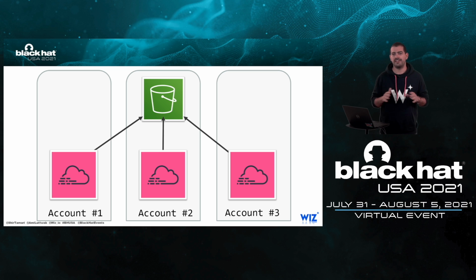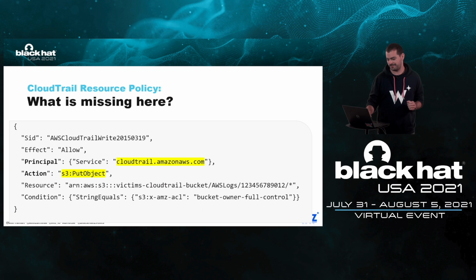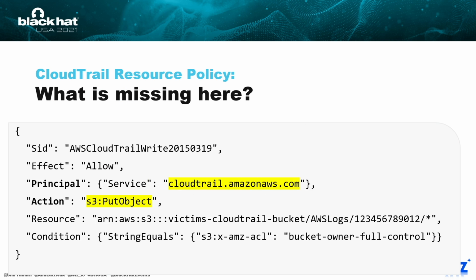At this point, I was very curious about the cross-account mechanism. Let's see how it works. This is how the default resource policy of the S3 bucket looked. The policy specifies that the CloudTrail service is allowed to perform the PutObject operation, as we can see in the principal and action fields. PutObject permission grants CloudTrail the ability to write objects to the bucket.